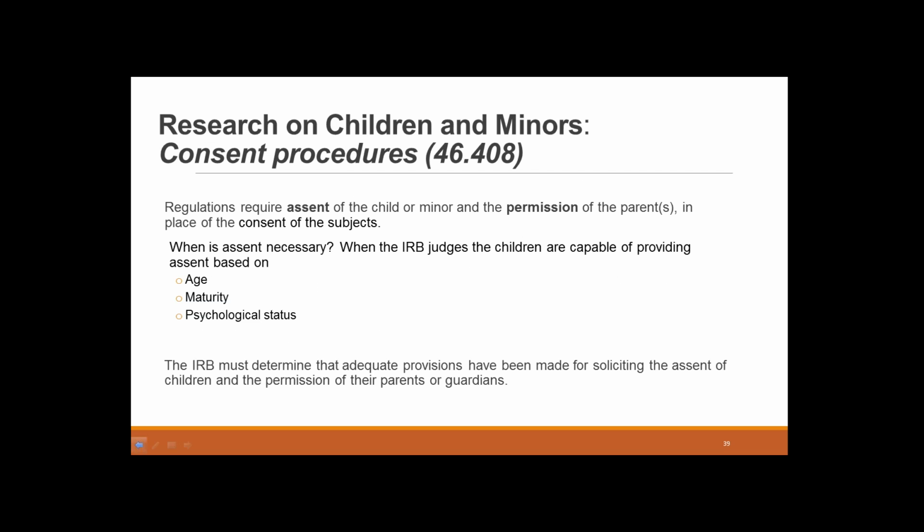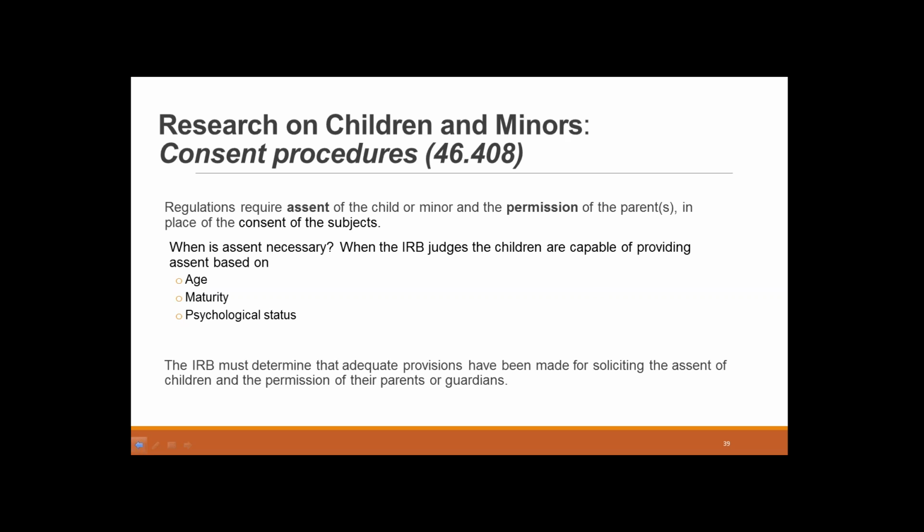All right, so now we're going to talk about consent. This was a question that came up, consent and assent. Again, regulations require assent of the child or the minor with the permission of the parents. And as I said before, if you go talk to our IRB, usually it's called a consent form, but it's really a permission form for the parent.